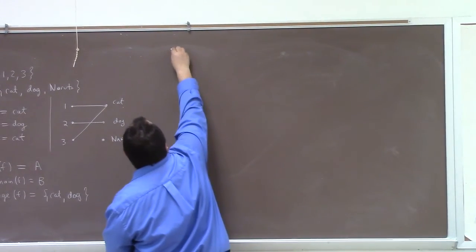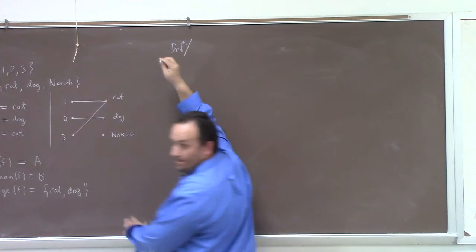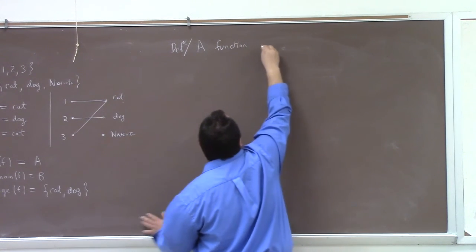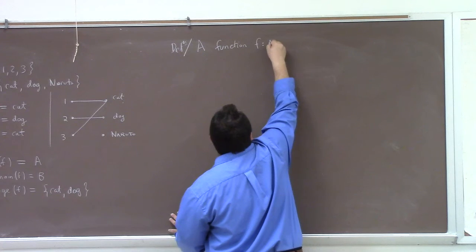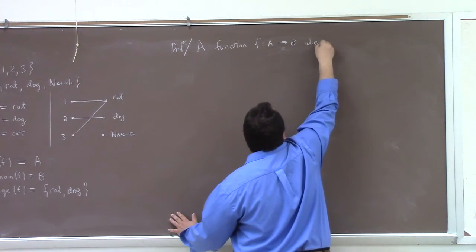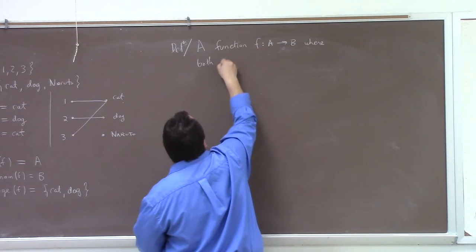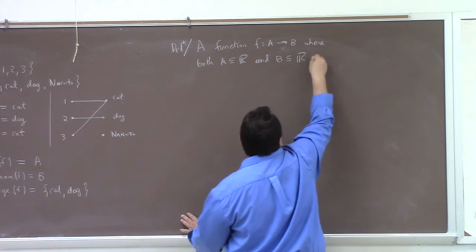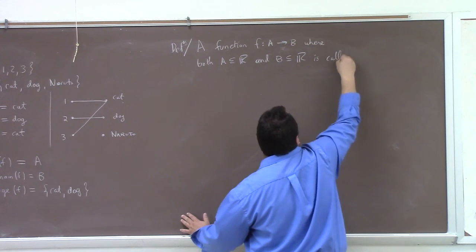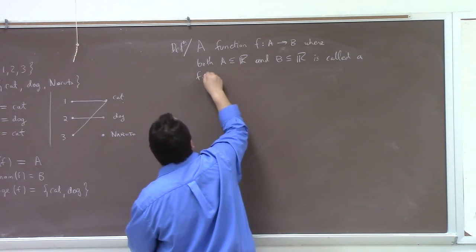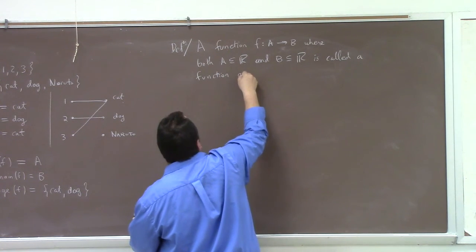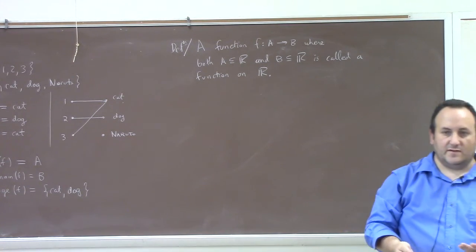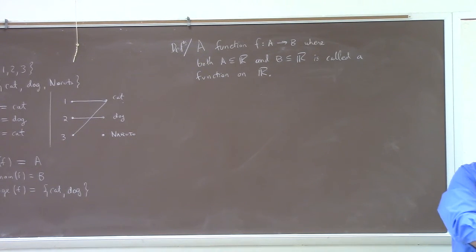Now, how about a function? Here's another definition for you. A function f from A to B, where both A is a subset of the reals and B is a subset of the reals, is called a function on R. So a function on the real numbers maps some subset of real numbers to some other subset of real numbers.